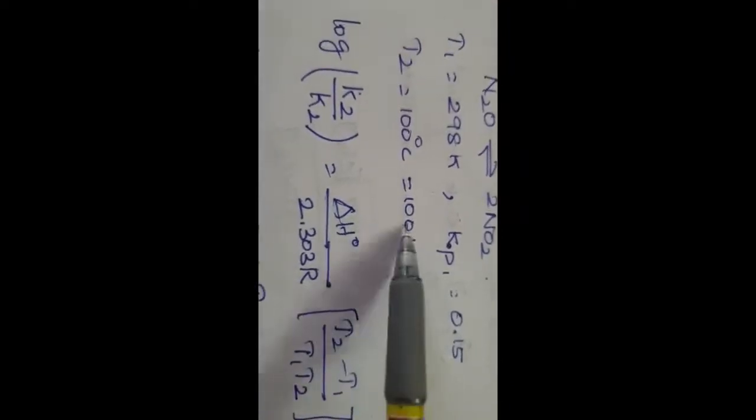Then at what temperature do you have to calculate the equilibrium constant? Calculate the equilibrium constant at 100 degrees. 100 degrees Celsius is converted to Kelvin: you just add 273. So 100 plus 273 is 373. Then the Kp value is also given, 0.15.